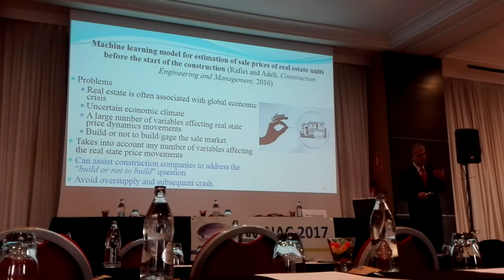If we can estimate the future price, then the builders will not build. There will not be overbuilding. So we can avoid this bursting of the bubble. So the problem here is a large number of variables affect real estate price dynamics. But if we can estimate it, then we can deal with the build or not to build question, and gauge the sale market. If you don't overbuild, then you won't have the bubble to burst. So the model here takes into account any number of variables affecting the real estate price movement, and as I mentioned, can assist construction companies to address the build or not to build question and avoid oversupply and subsequent crash.